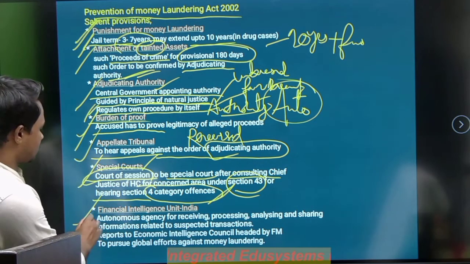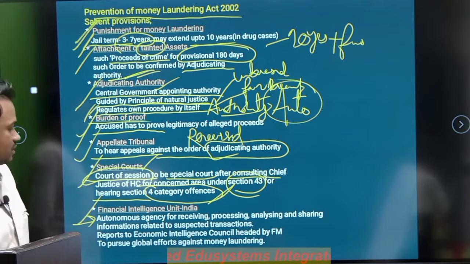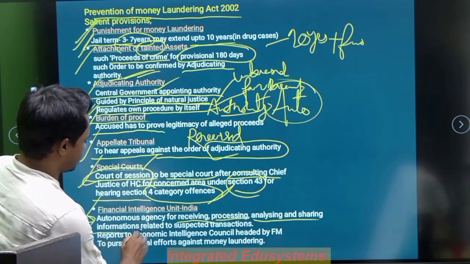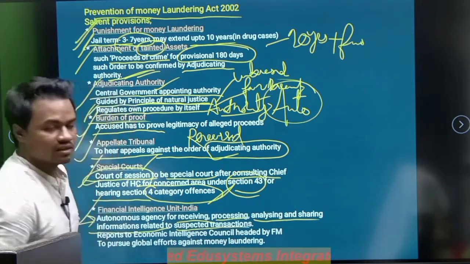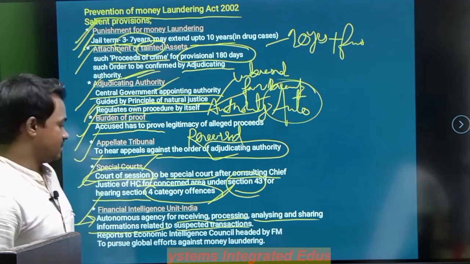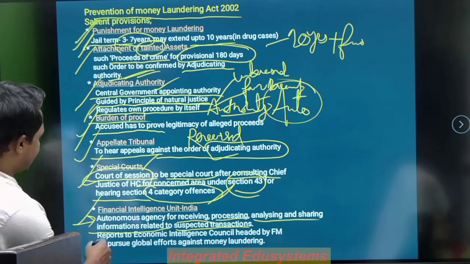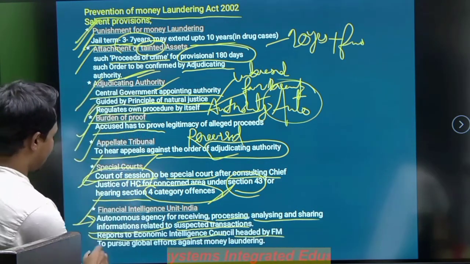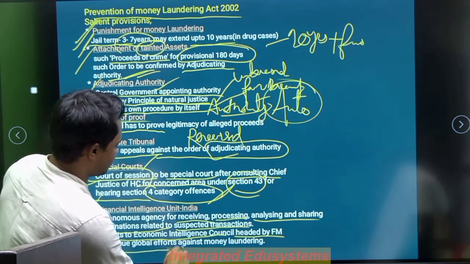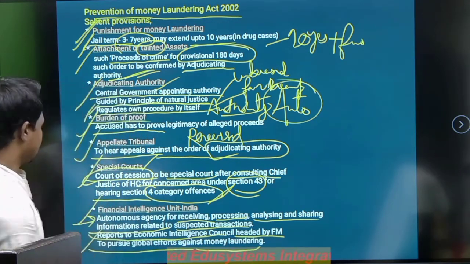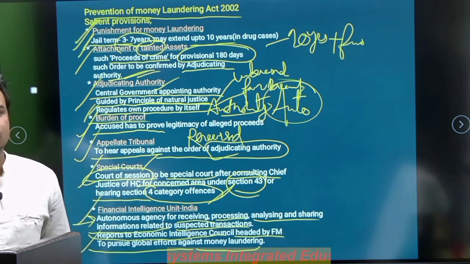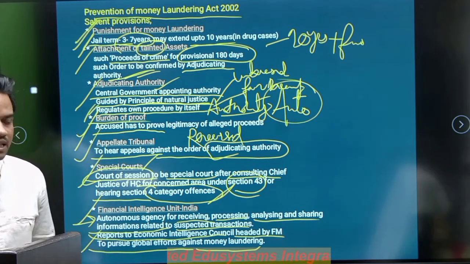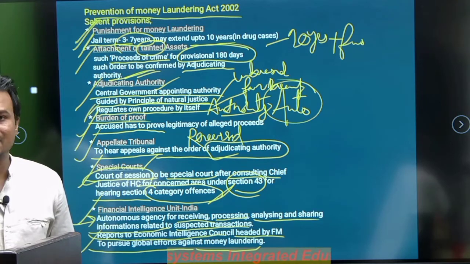So, this is the autonomous agency particularly for the purpose of receiving, processing, analyzing and sharing information related to suspected transactions, those that are supposed to be money laundering transactions or processes. It reports to the Economic Intelligence Council headed by the Prime Minister, and the Finance Minister, and pursues global efforts against money laundering. So, this is the body which is assigned many tasks, particularly processing, analyzing, sharing, and investigating the information of the suspected assets.